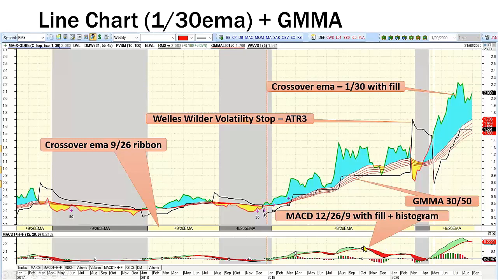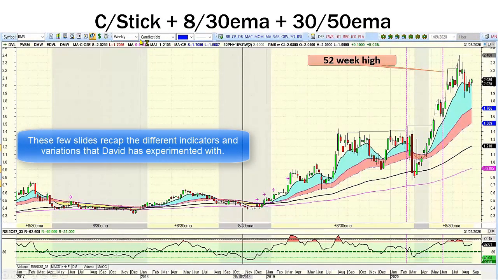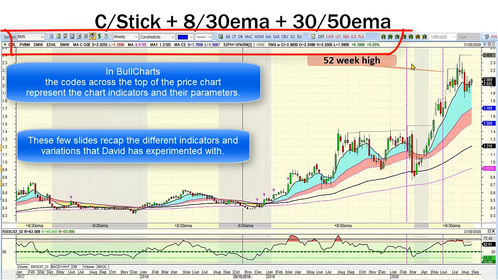And I found over time that I don't like the histogram. It just confuses me, and in the end I've dropped it off in later charts. Now this one is getting a bit more psychedelic. It's a candlestick with an 8 30 EMA and a 30 50 EMA, and it's sort of becoming two fills.